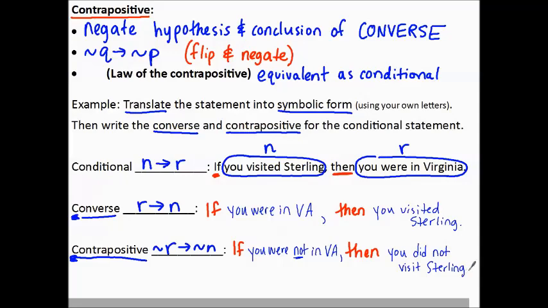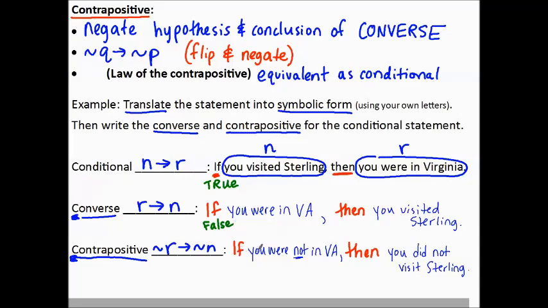Let's take a moment to talk about the truth values of these statements. First of all, this conditional statement, if you visited Sterling, then you were in Virginia. If we're talking about the town Sterling that's in Virginia, that is a true statement. This is true. You can't visit the town of Sterling that's in Virginia and not be in Virginia. The converse, if you were in Virginia, then you visited Sterling. Well, there's a lot of other towns in Virginia, so you didn't have to visit Sterling.